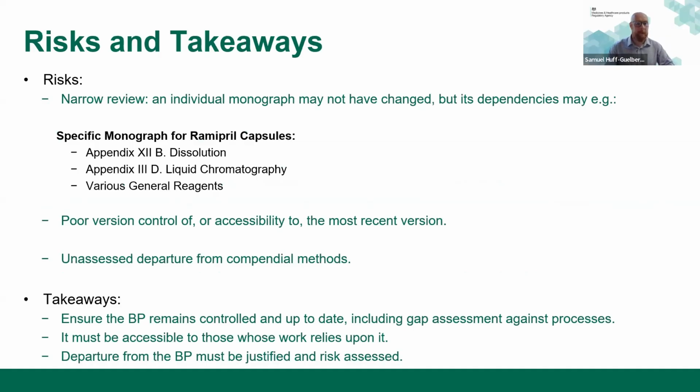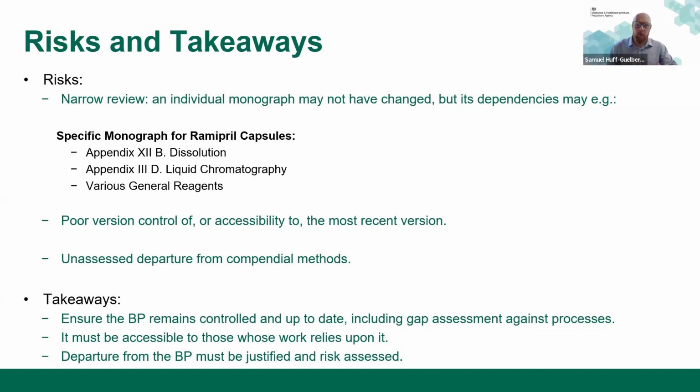Next slide, please. So some common risks we often identify. First of all, a narrow review of an individual monograph following an update can cause your processes and methods to drift out of compliance, particularly if your review only focuses on a specific monograph. So a good example for this is the general monograph for ramipril, which references dissolution, liquid chromatography, and a host of various other general reagents. If you are assessing your processes against just the top level of the ramipril capsule monograph and don't pay attention to the included dependencies, you may find that some areas of your PQS, such as reagent prep, may drift out of date.